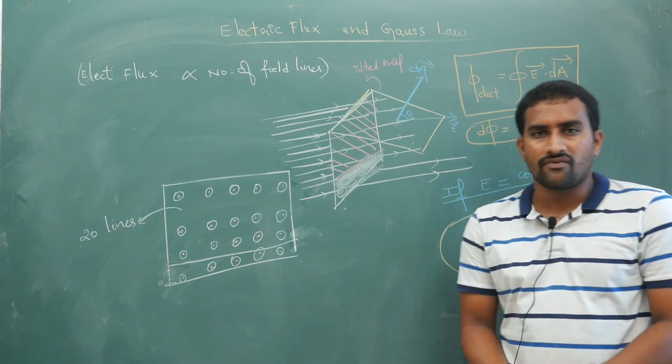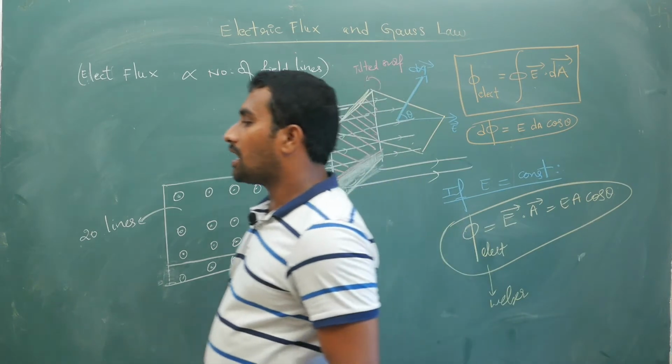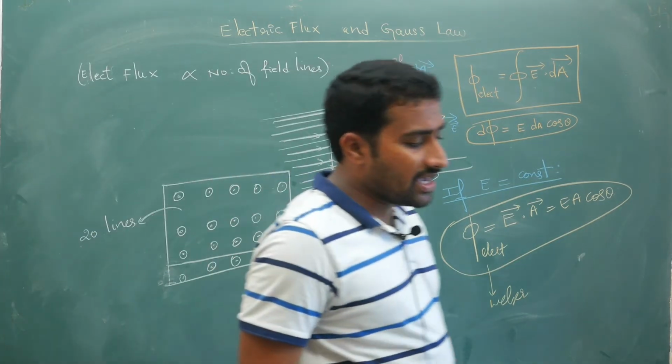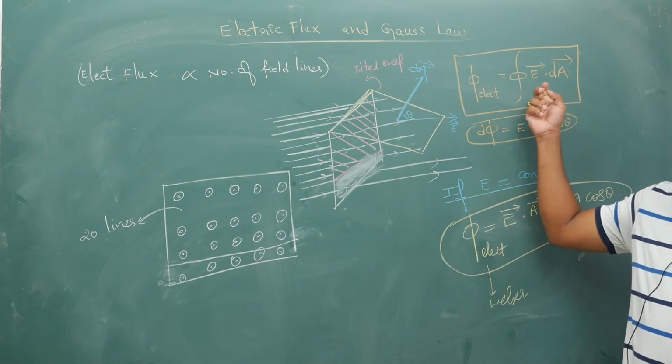So what flux means is your electric field into area, and if the field is constant you have to take the dot product of electric field and area vector. If it is varying, you have to do the dot product, but you have to integrate it, okay.